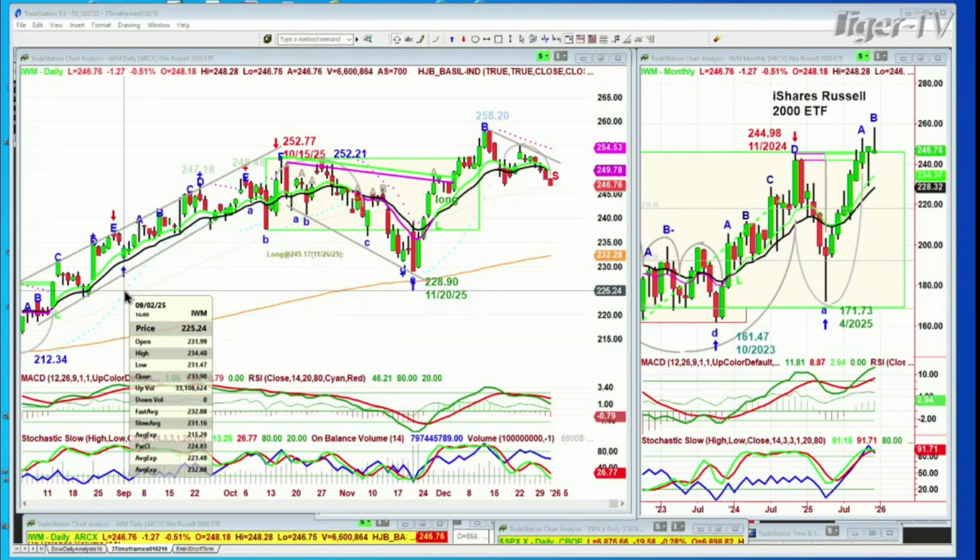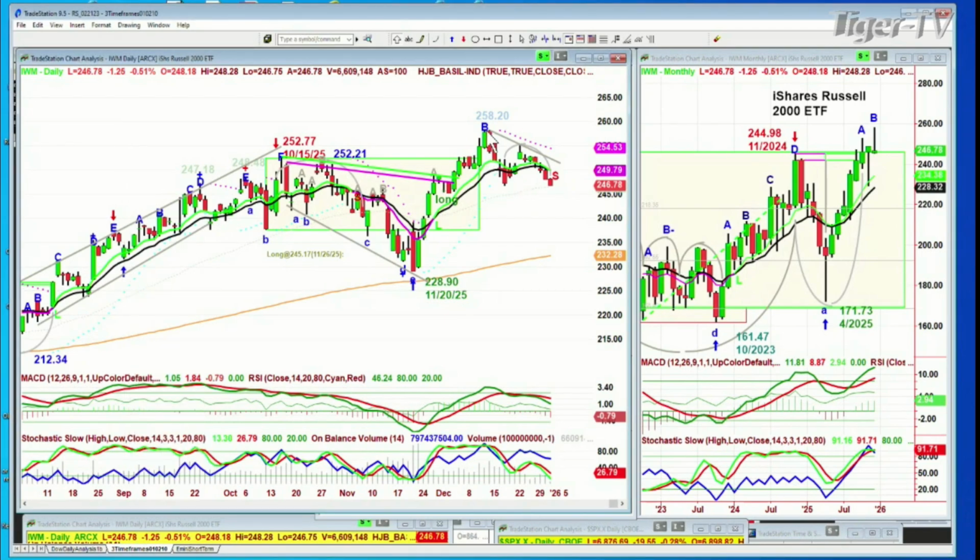At 231.47. So he took it out. So technically, this should be a B. I can call it an alternate count, but there's no need to. We're long. We've had some nice gains. I haven't done very much about it. In fact, we haven't even taken much out at all.